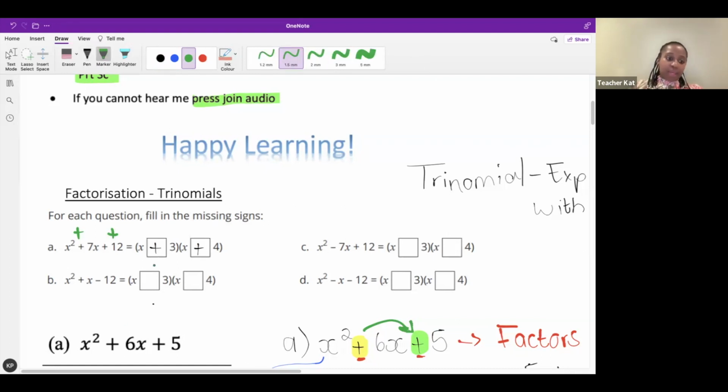Okay, let's look at number B. According to the first sign for B, what is my first sign going to be? I'm going to have a positive. And then what is my second sign going to be? Because that is a keep. Nice, Buhlali. A positive and a negative. Now, we want something that adds up to plus x. What does plus x mean? What is a coefficient if there's nothing there? It's a 1. So we want a positive 1. So between 3 and 4, who has to be negative here?